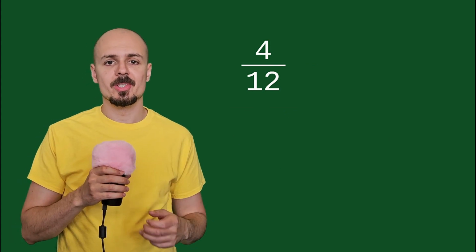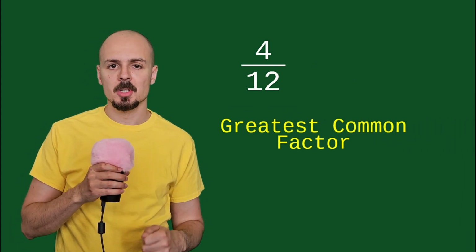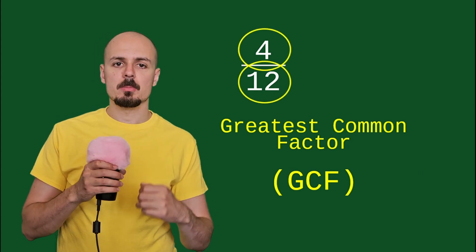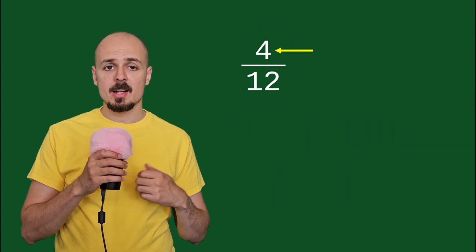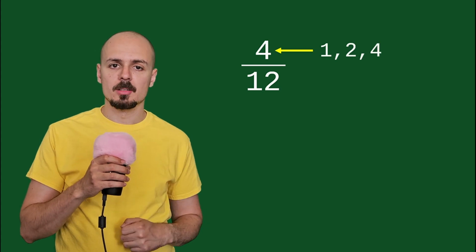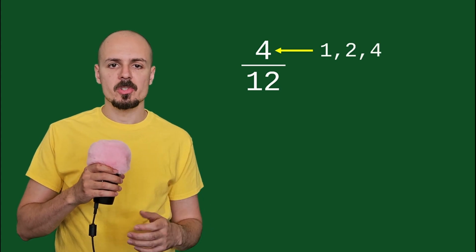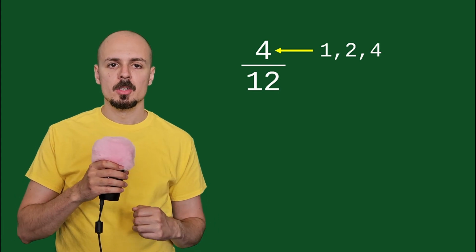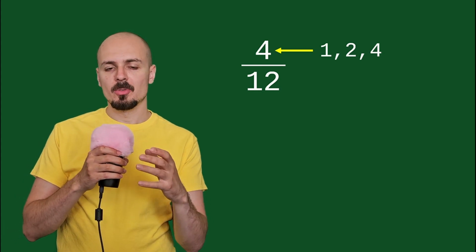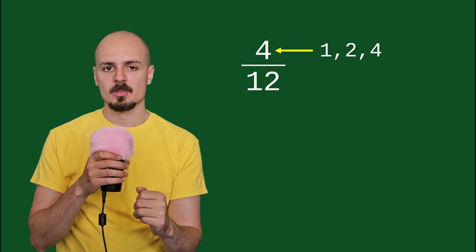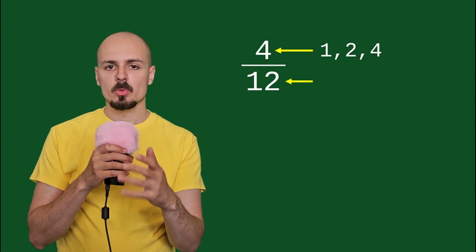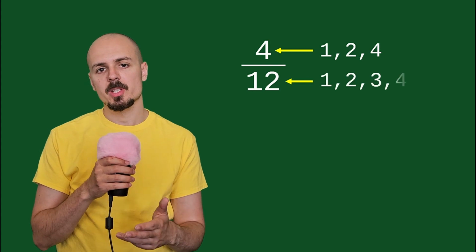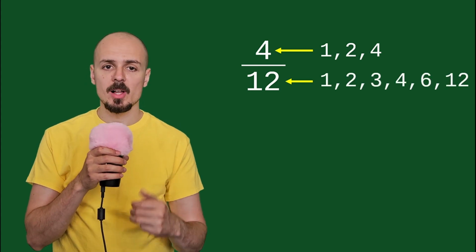Instead, what we can do is find the greatest common factor, or GCF, between the numbers 4 and 12. And I'll start by listing the factors of 4. We have 1, 2, and 4. If you're confused, these factors are just the numbers that we can wholly divide out of 4. In other words, they all fit into 4 a whole number of times. Okay, now what about 12? Well, 12 has the factors 1, 2, 3, 4, 6, and 12.